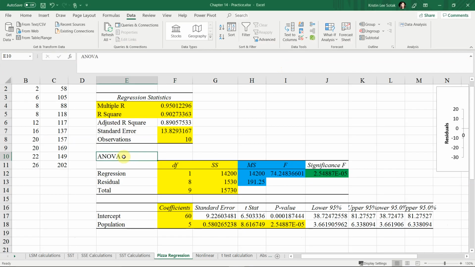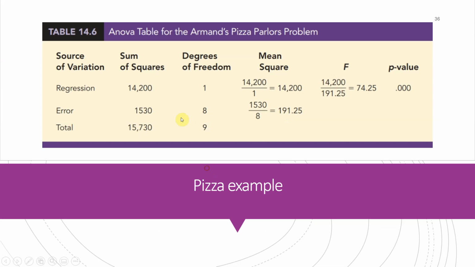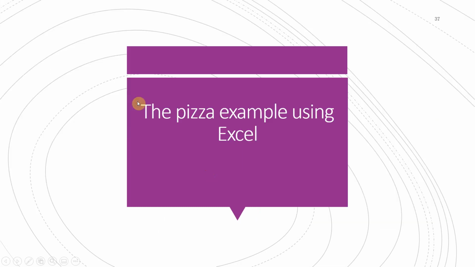Guess what? Here it is. It says the analysis of variance. So we have the regression, right? The degrees of freedom, right? These are just a little bit out of order compared to this table, but all the information is there.